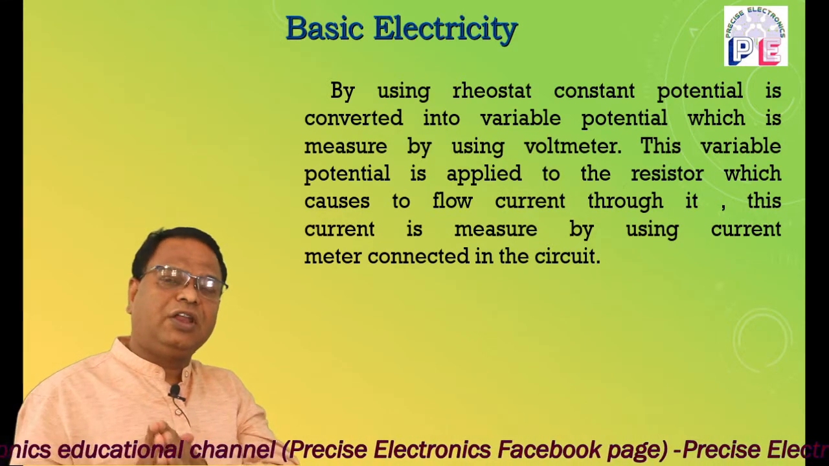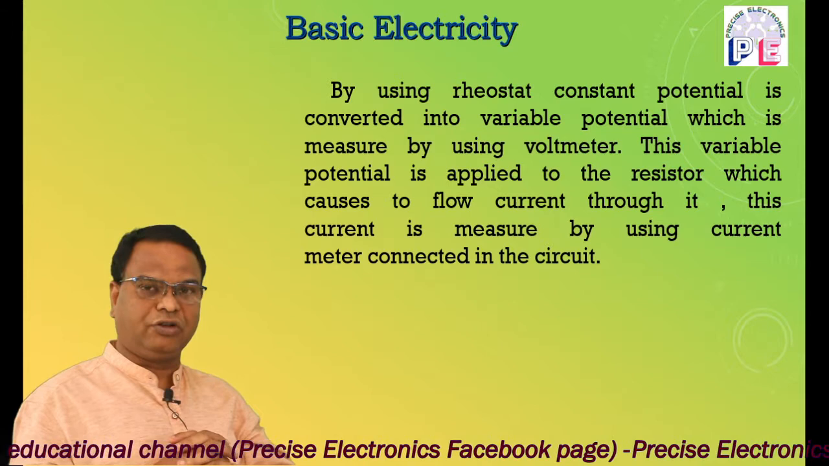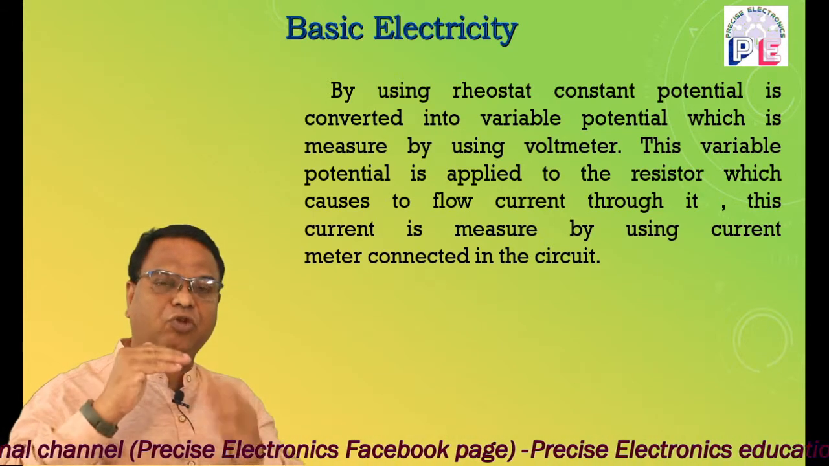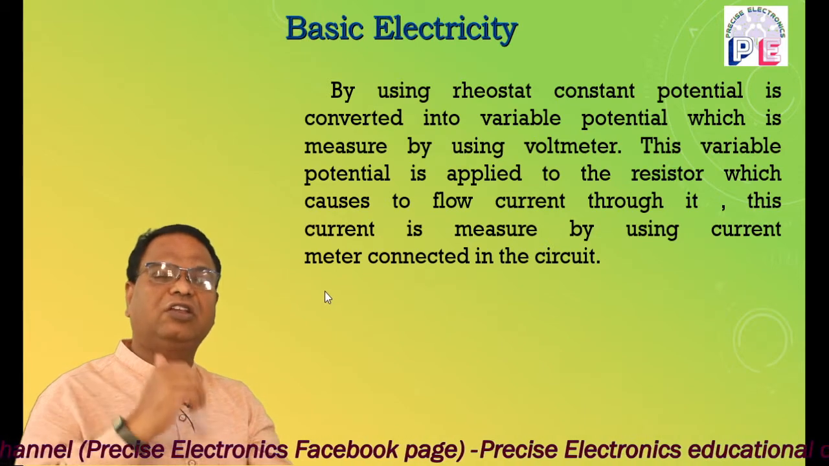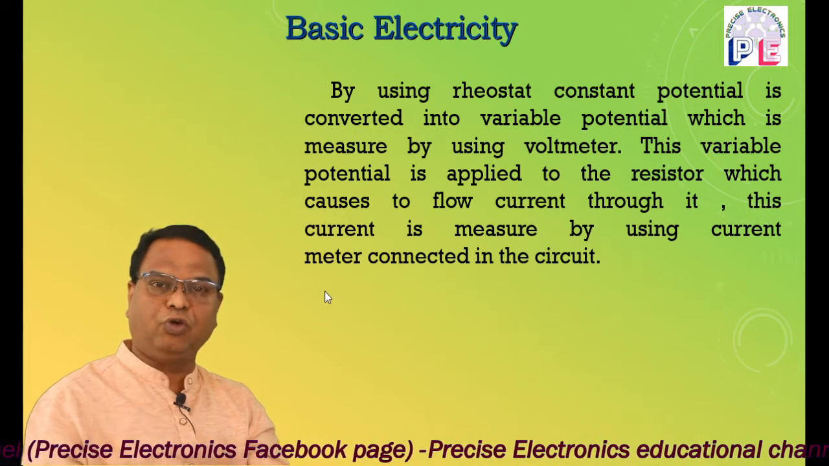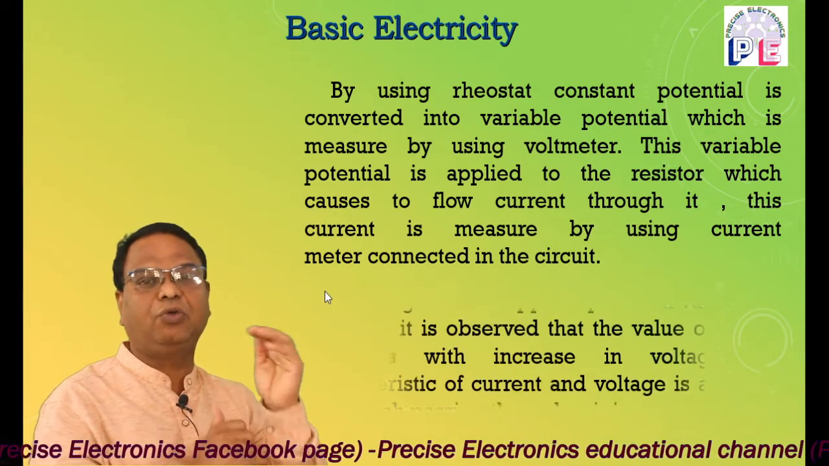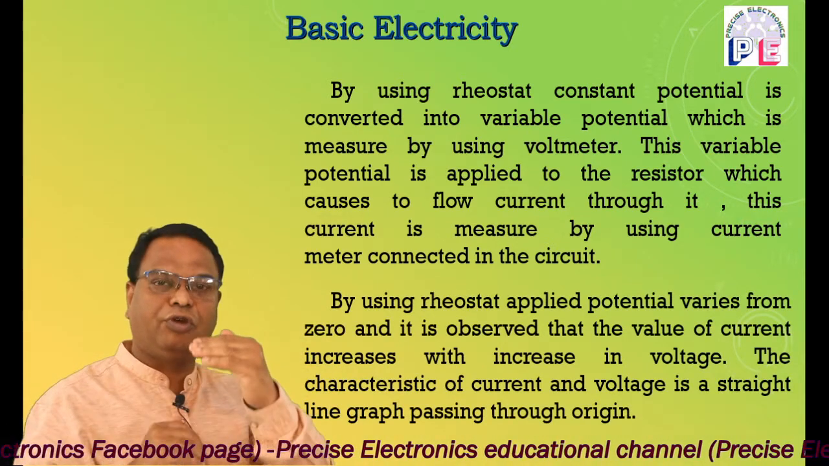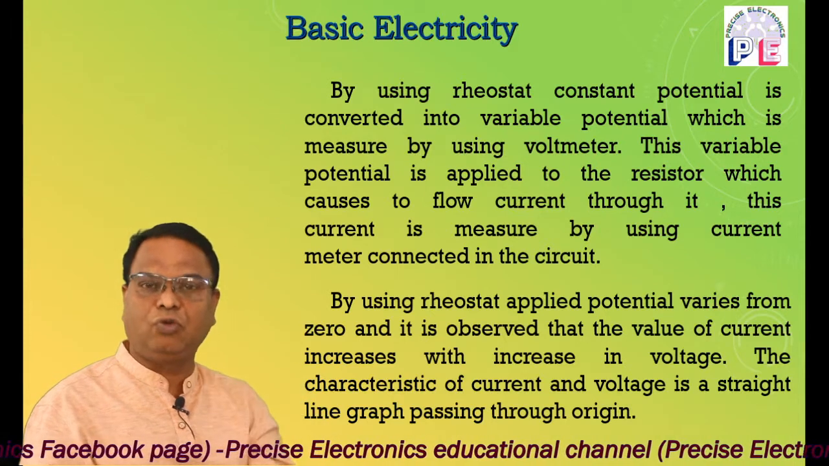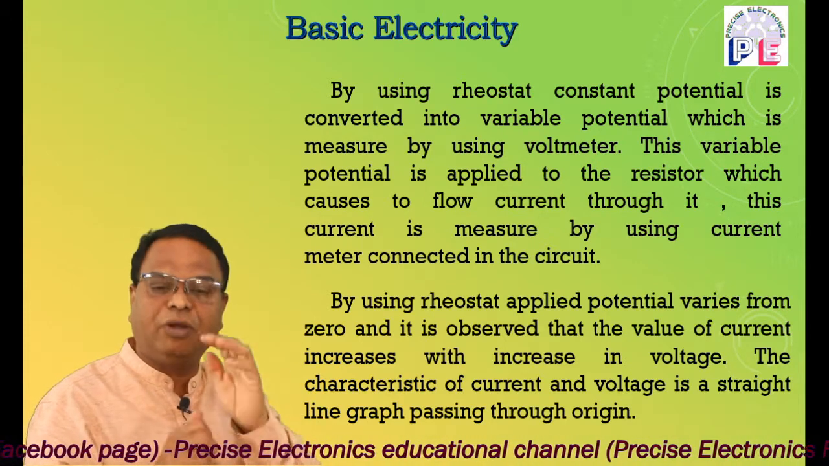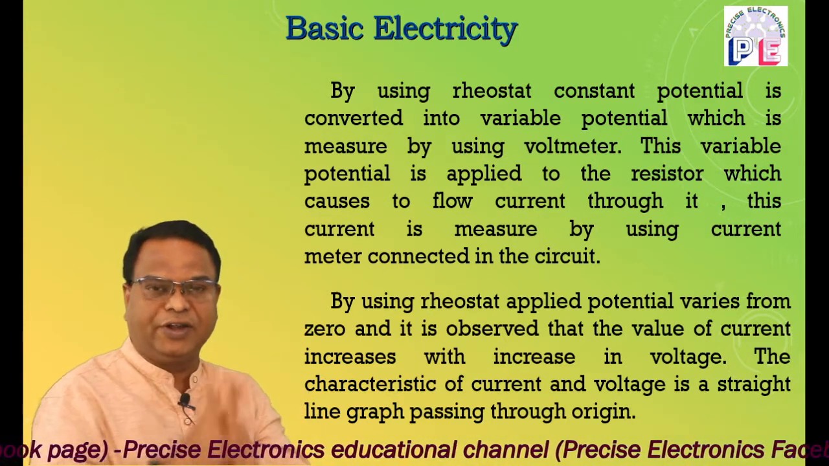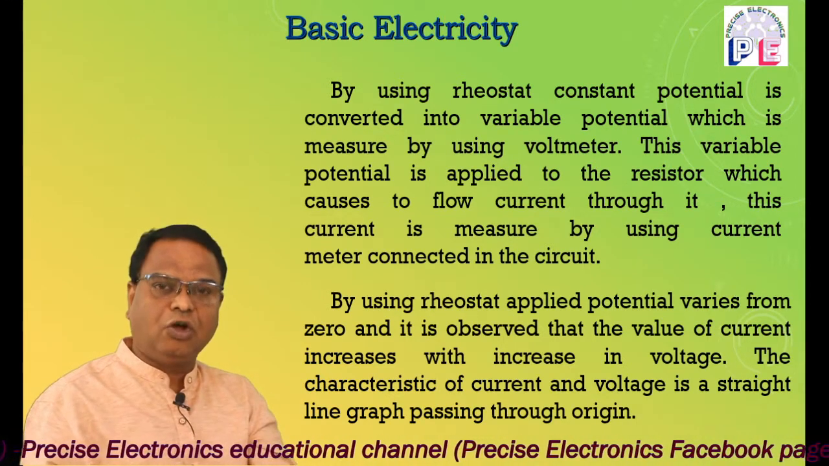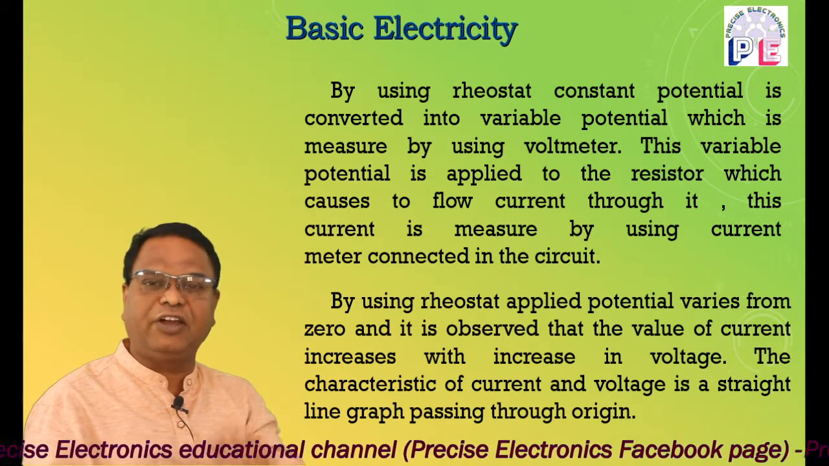By using the rheostat, the applied potential varies from minimum to maximum value, from 0 to the maximum value. Mostly 0 to 10 volt DC potential is applied to the circuit. First we have to apply 0 volt, then 1 volt, 2 volt and up to 10 volt. This potential can be measured using a voltmeter. When this potential varies, obviously the current flowing through that circuit varies.